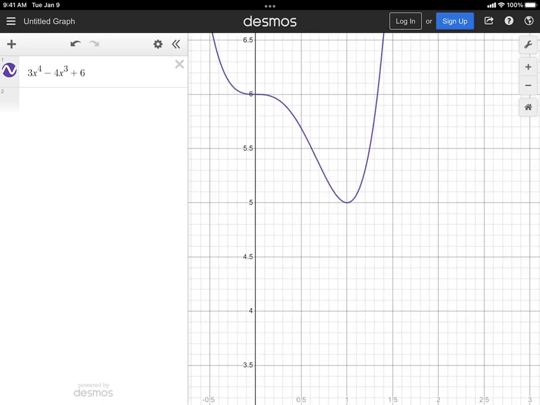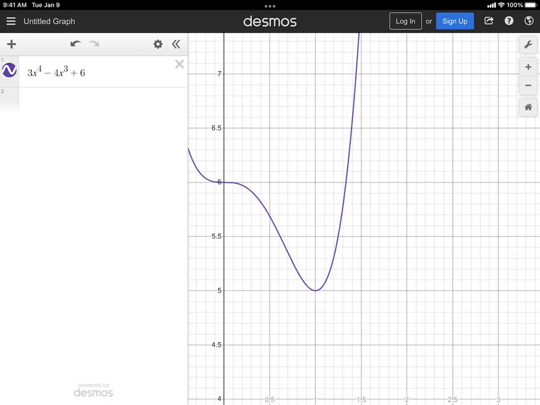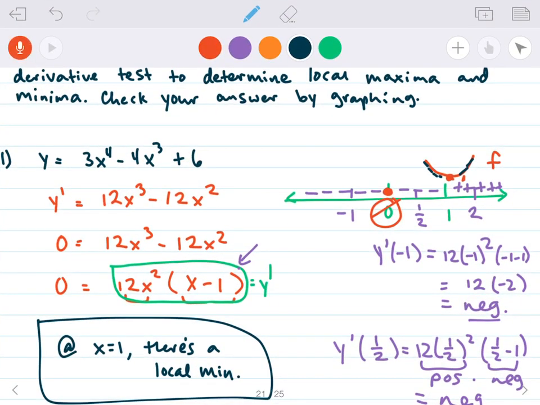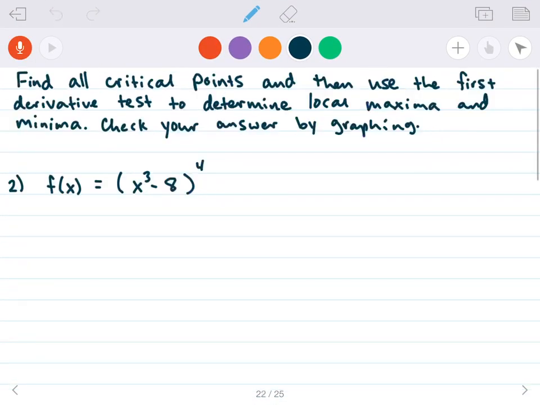Now let's go to this guy. So this is x equals 1, and yeah, that's definitely a local minimum. We can tell from the graph. Okay, let's do another one. All right, so we want to, again, use the first derivative test to see if there's a local max or min.